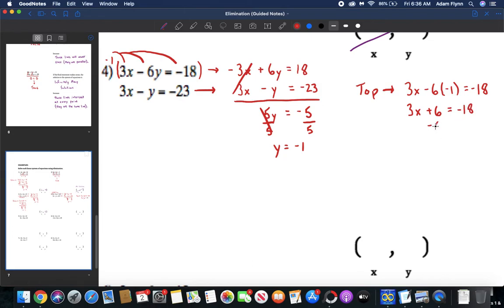I can subtract 6 on both sides. Six minus 6 cancels, so I'm left with 3x equals negative 18 minus 6, which is going to be negative 24. I can divide both sides by 3. When I do this, 3's cancel on the left, and I'm left with x equals negative 24 divided by 3, which is going to be negative 8. So the solution to this system of equations is going to be the point negative 8, negative 1.